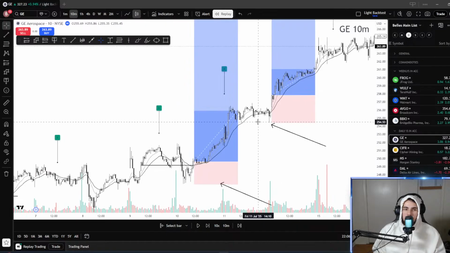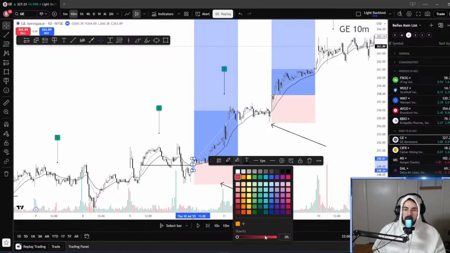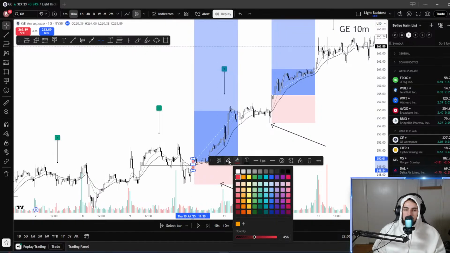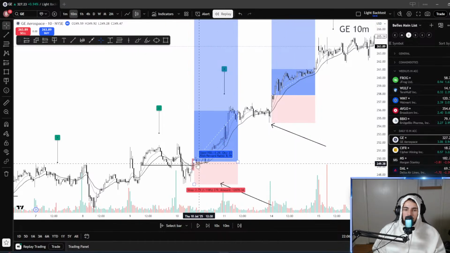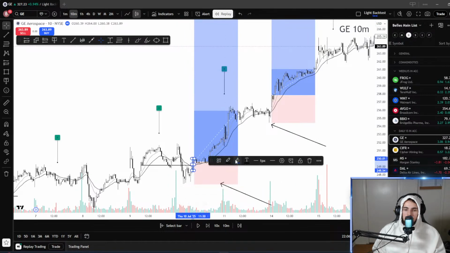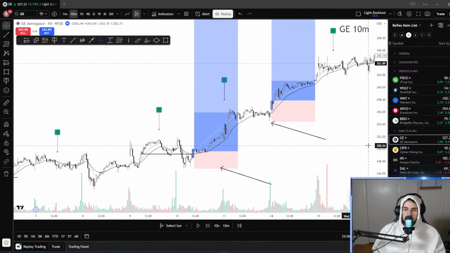I do want to highlight though the candles I would have entered on, just so when I study this later, I don't have to be guessing. Make this blue a little bit darker to see. That's good.